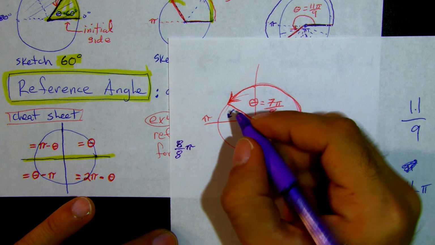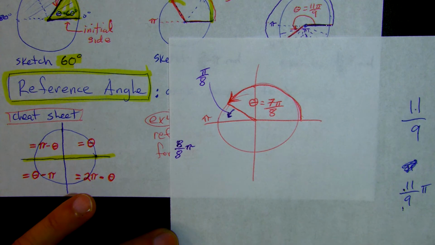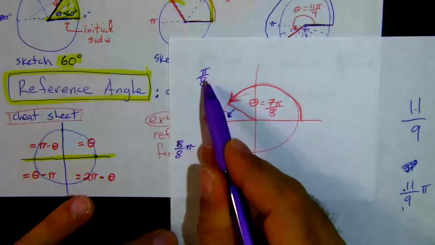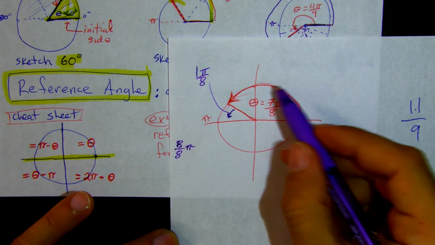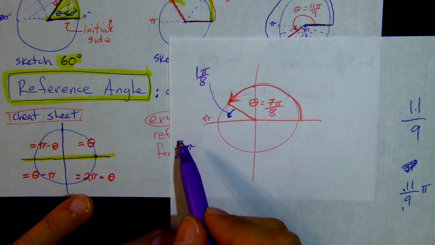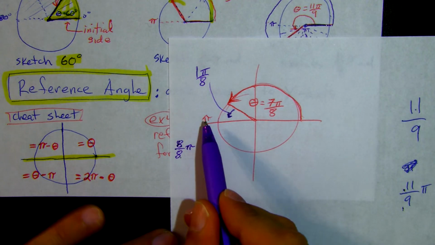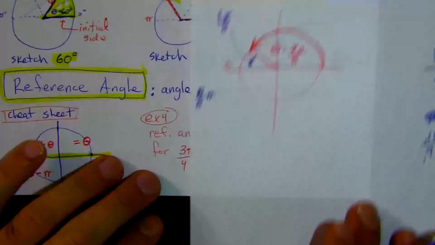I have to go right here, right? I have to go right here. Perfect, Tavon. I have to go pi over 8 more. You see? If it's 7 pi over 8, to get to a full pi, I have to go pi over 8 additional. 1 pi over 8 plus 7 pi over 8 is 8 pi over 8, which is 1 pi. So the reference angle is always asking you how much further you need to rotate to get to your x-axis.